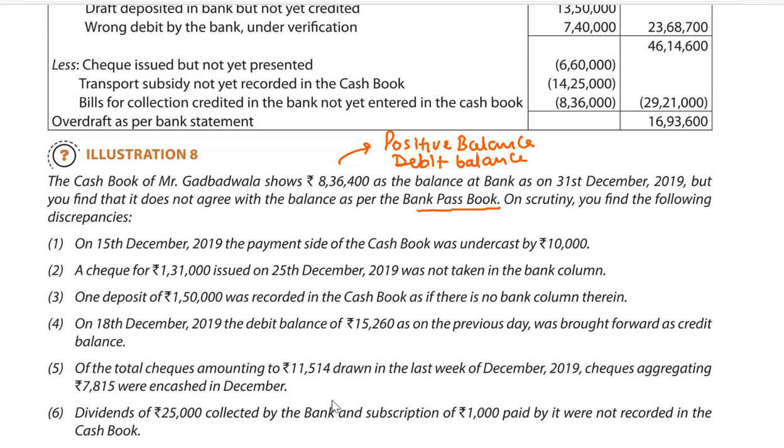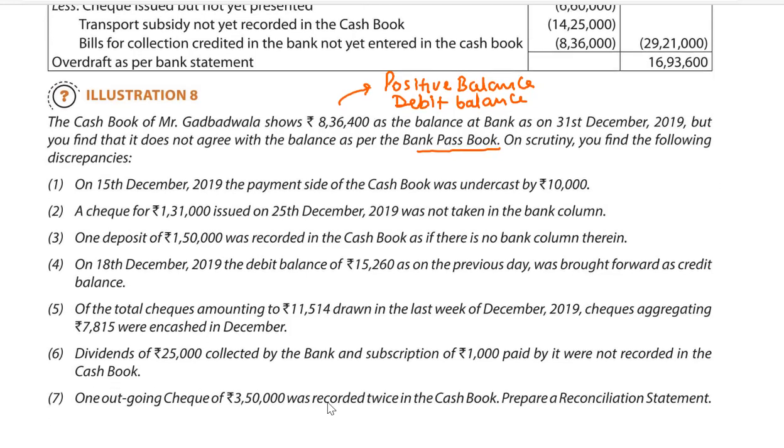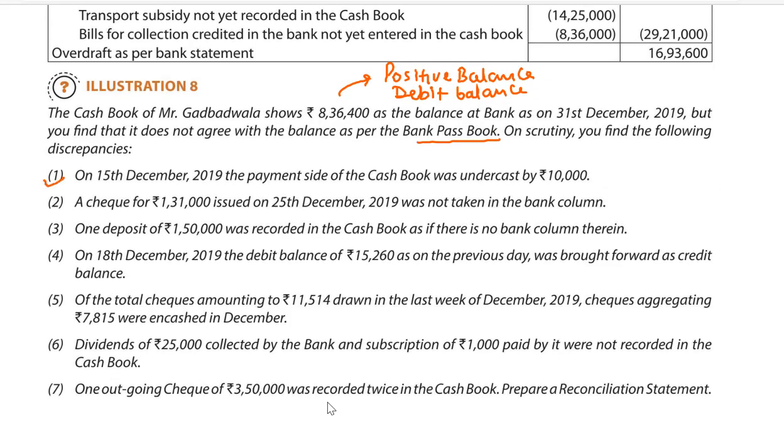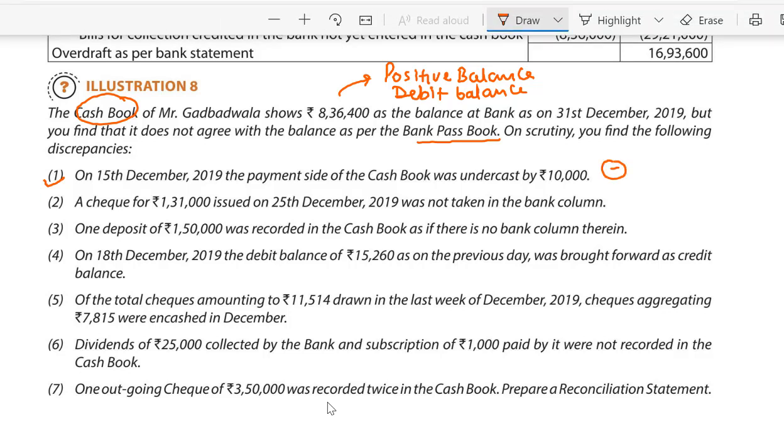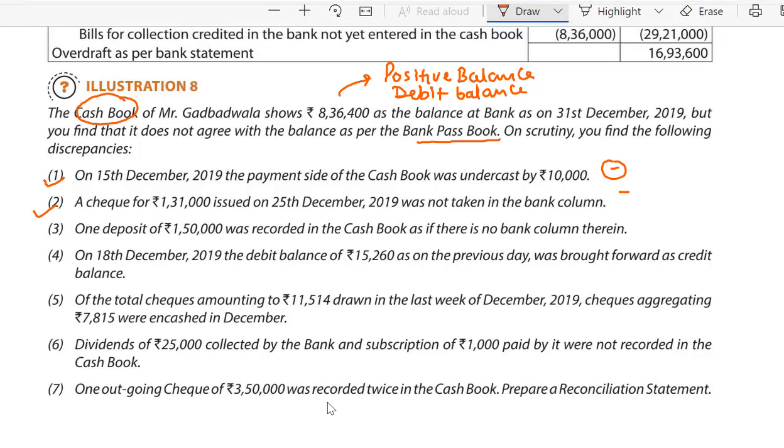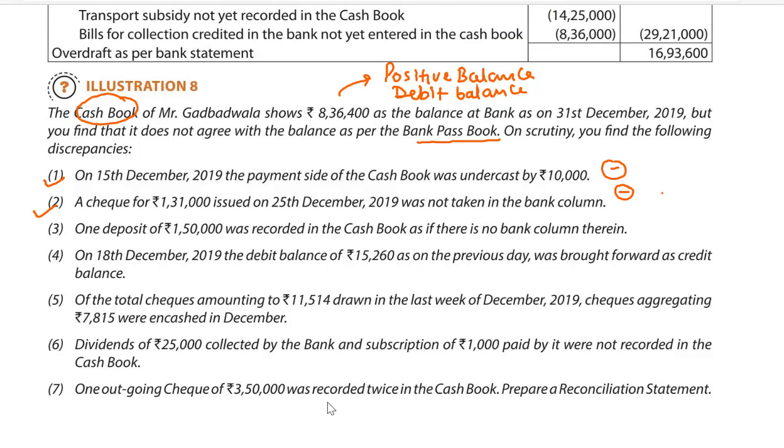On scrutiny, you come to know about various discrepancies. First, on 15 December 2019, the payment side of the cash book was undercast by 10,000. Payment side is undercast, so you make the payment and correct this error. A check of 1,31,000 issued but not taken in the bank column. So you had issued a check, that means in the cash book it is minus, in the passbook it is nothing, so we need to add it back.